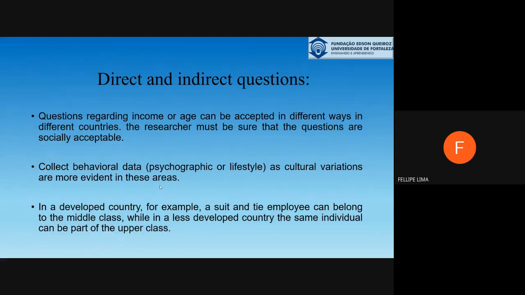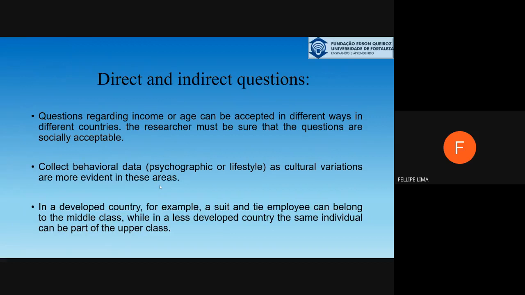Direct and indirect questions. Questions regarding income and age are received very differently in different countries. So questions that are very sensitive for most people have to be made with care. You have to be careful making that kind of question.